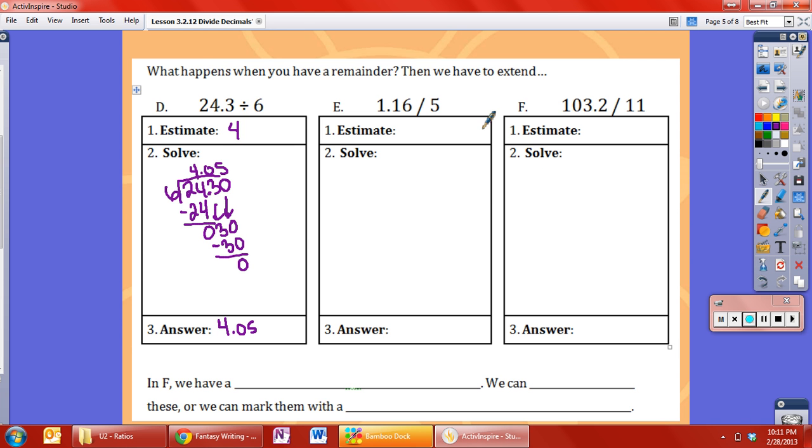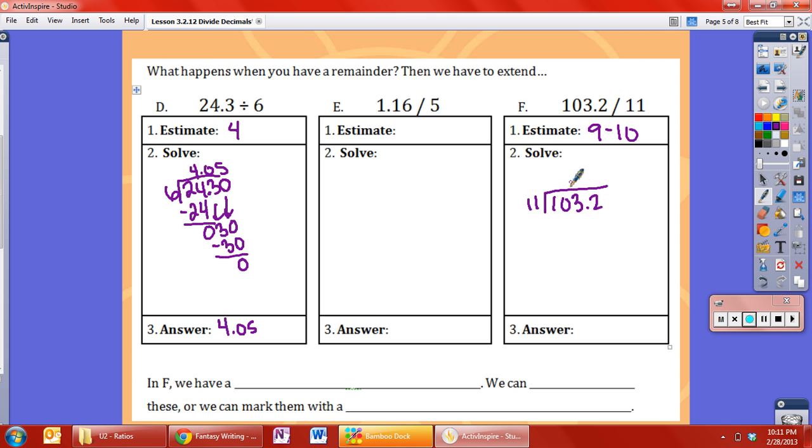And we're going to look at F so that we can fill in the blanks down here. F is 103.2 divided by 11. And I'm going to estimate that it is between 9 and 10, because 11 times 9 is 99, and 11 times 11 is 121, so it's somewhere in the middle of that. So, between 9 and 10. And it's 103.2 divided by 11.